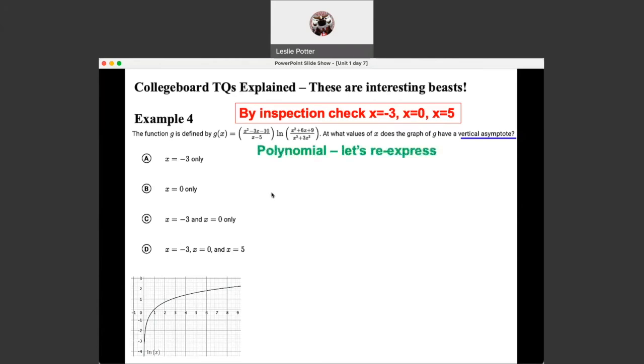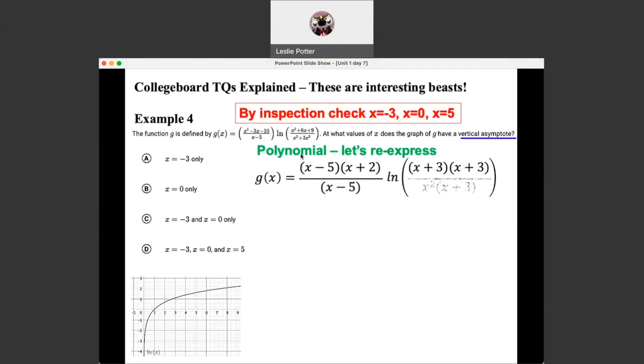Since they're polynomials, we want to re-express them so that we can take care of any canceling and getting rid of those holes, right? Because when we have a hole, that's from canceling factors. That's not an asymptote, so we can eliminate those locations. So let's factor the top: x minus 5, x plus 2, to make a minus 3x and a minus 10. The bottom doesn't need factoring. Then we have the natural log, and let's factor on the inside here. We have x plus 3 times x plus 3, so it's like a perfect square. And if we factor out an x squared here, we have x squared times x plus 3.